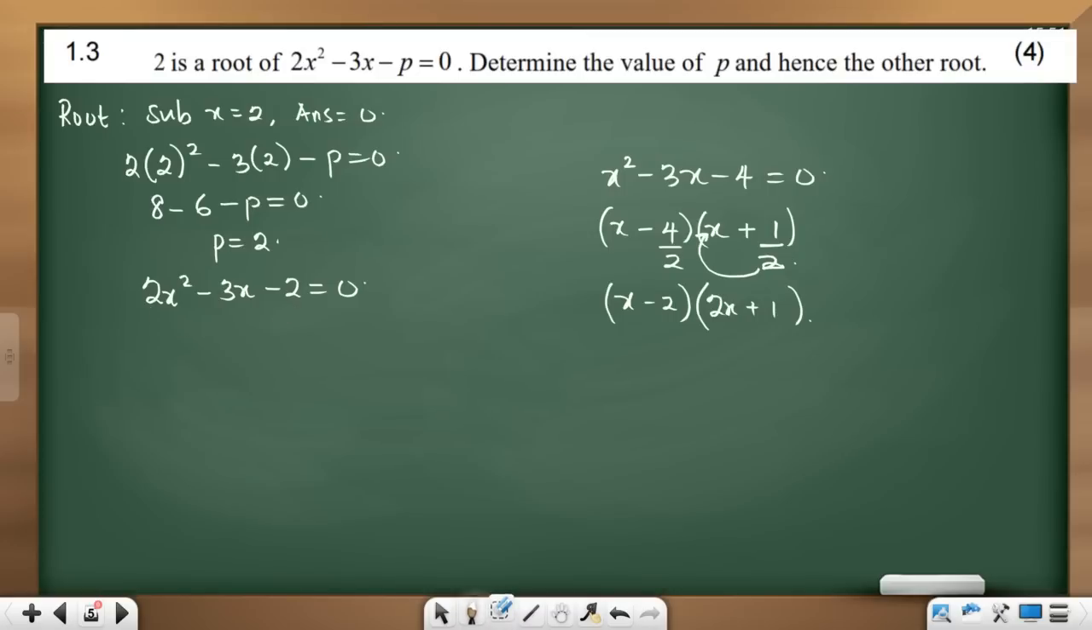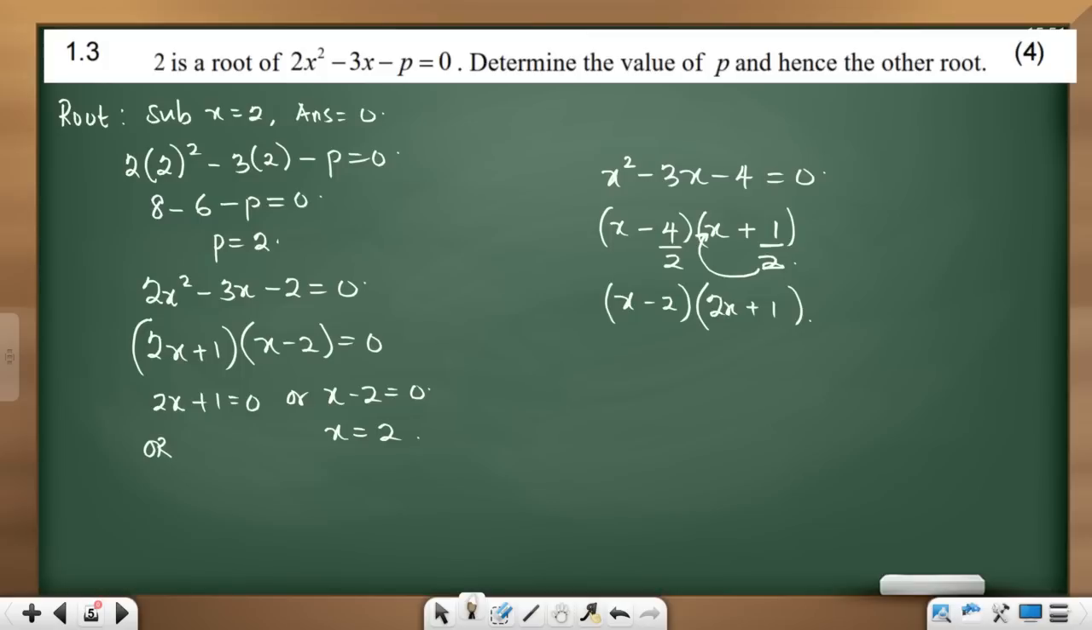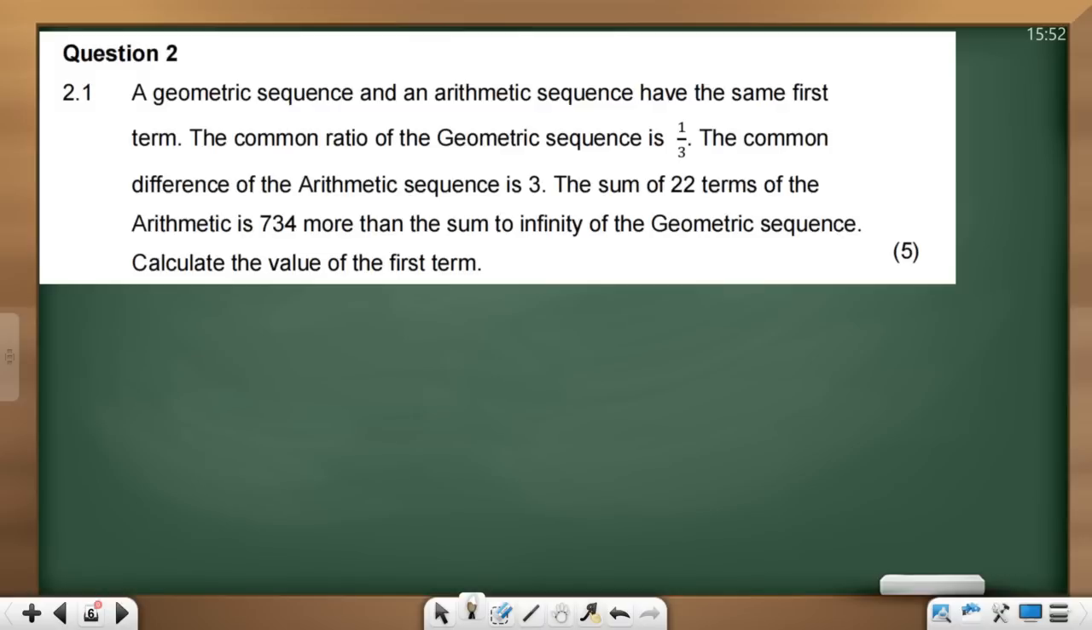You can try this. It's quite nice. Those who have been following our channel know that that's what we do. 2x plus 1. Can you see what I did? I now transfer my solution back there. All right. So 2x plus 1 equals 0, or x minus 2 equals 0, and x equals what? 2. Or, what do we have here? X equals negative half. Done. That's the other root of the equation.